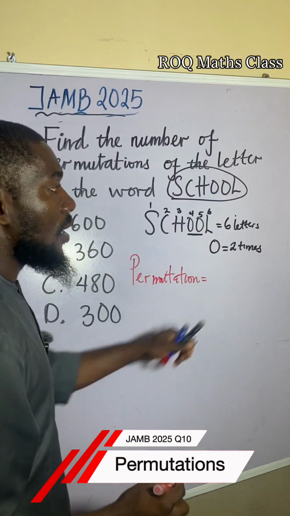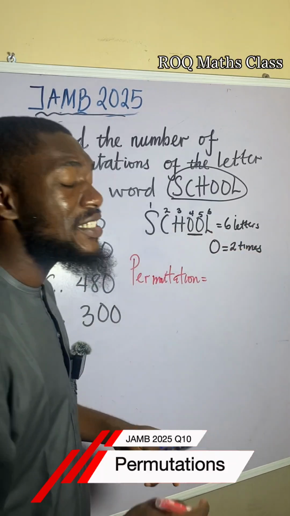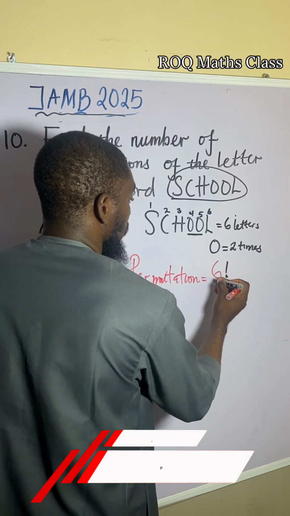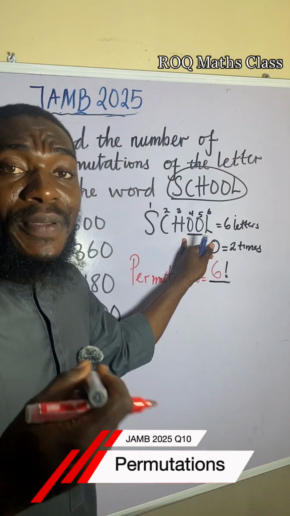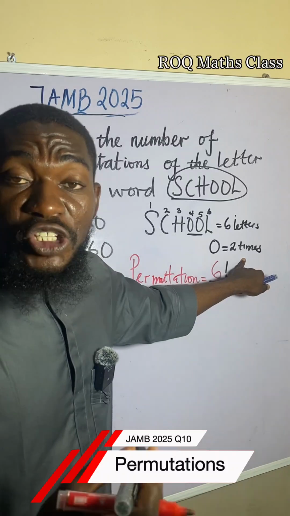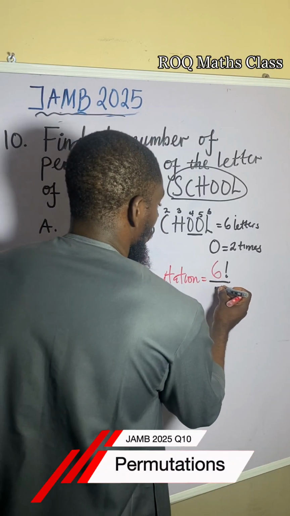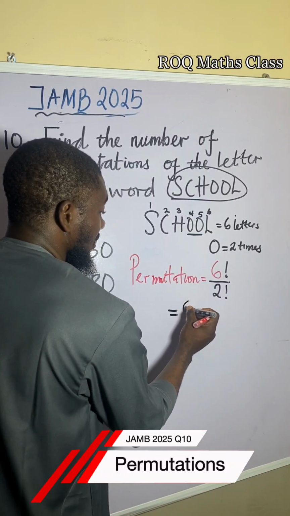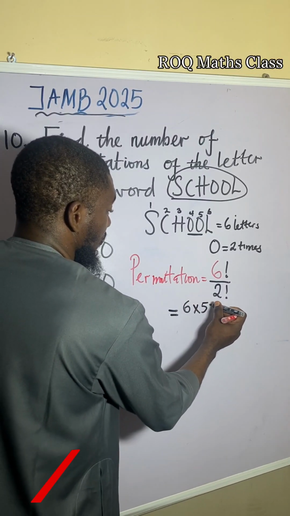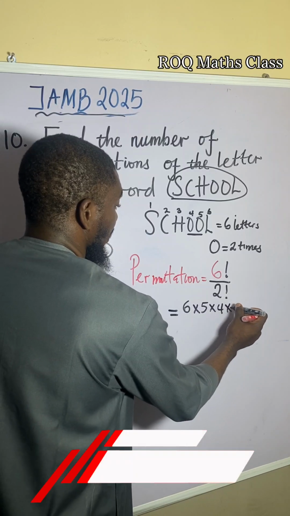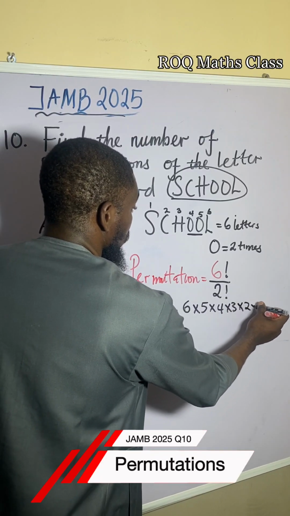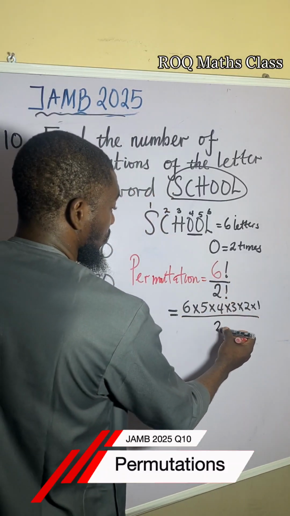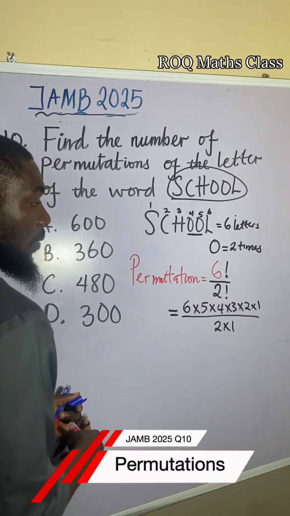is equal to what? How many letters do we have in school? We have 6 letters. That is, you're going to have 6 factorial over how many letters is repeated? O is repeated how many times? 2 times. Write your 2 factorial. And 6 factorial is same thing as 6 times 5 times 4 times 3 times 2 times 1. And 2 factorial is same thing as what? 2 times 1.